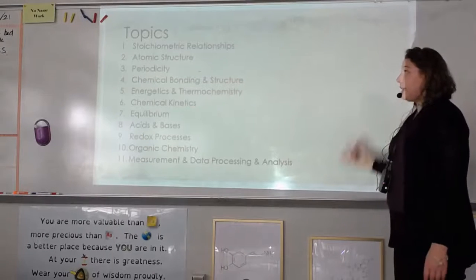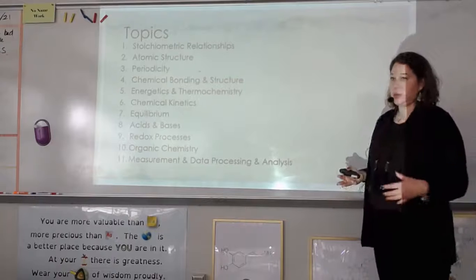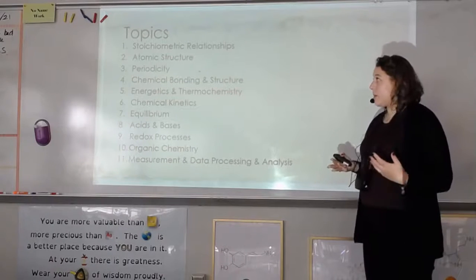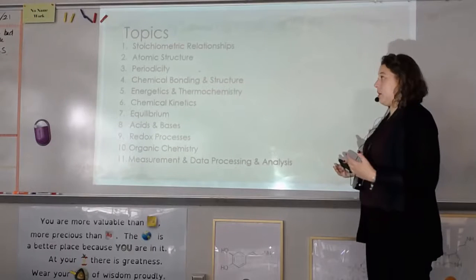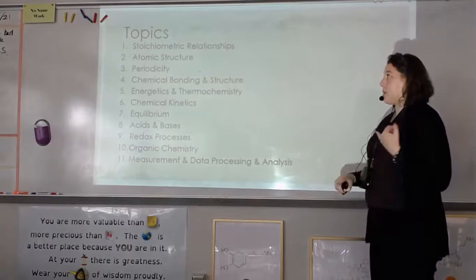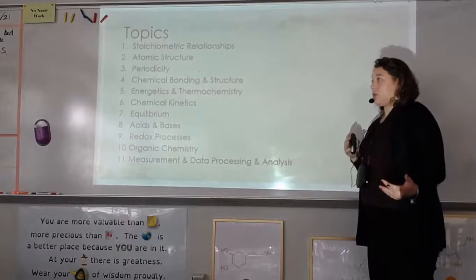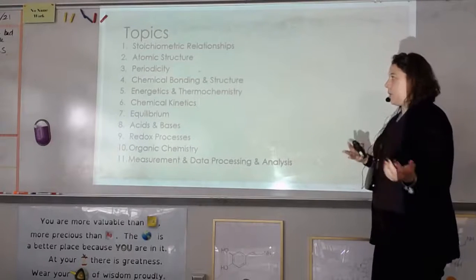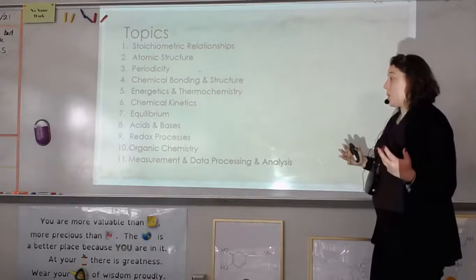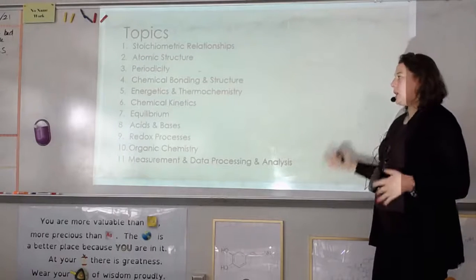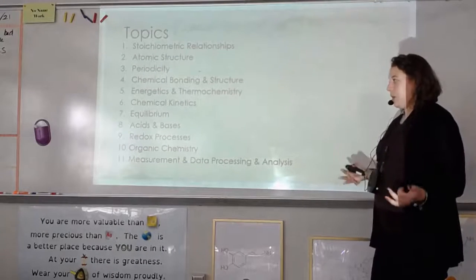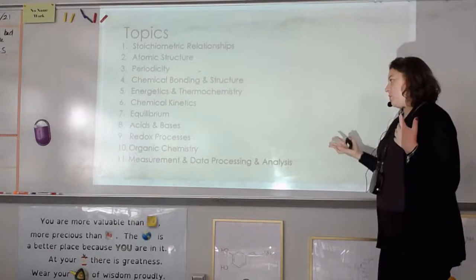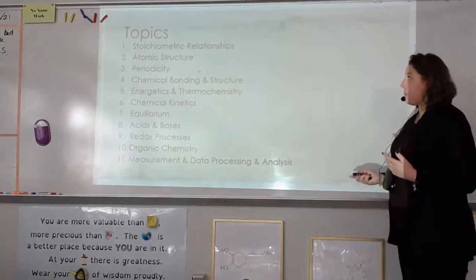So there are 11 topics in the IB Chem 2 curriculum. We don't necessarily go in order, but these are the 11 topics that your child will see. There's stoichiometric relationships, atomic structure, periodicity, so that's looking at trends in the periodic table, chemical bonding and structure, energetics and thermochemistry, chemical kinetics, equilibrium, acids and bases, redox processes, which is actually what we just started, organic chemistry, and then measurement, data processing, and analysis.